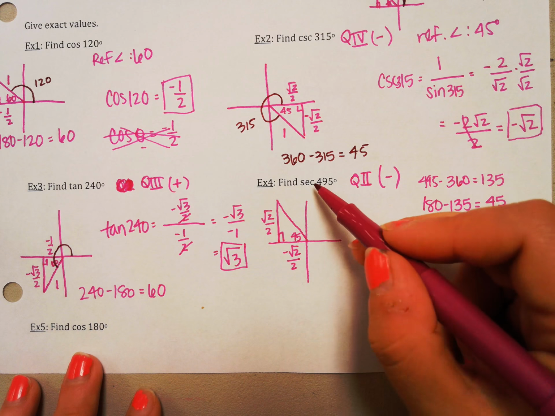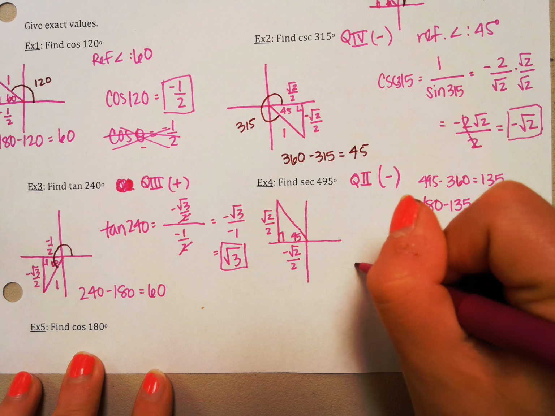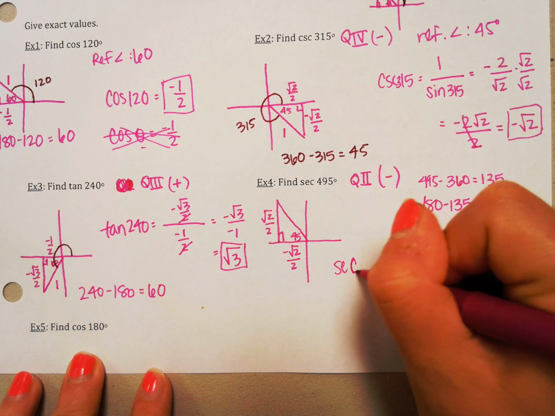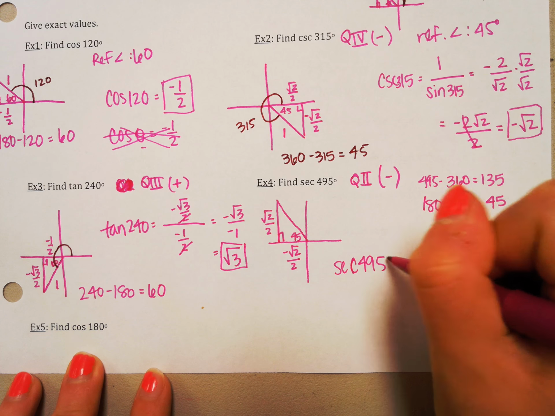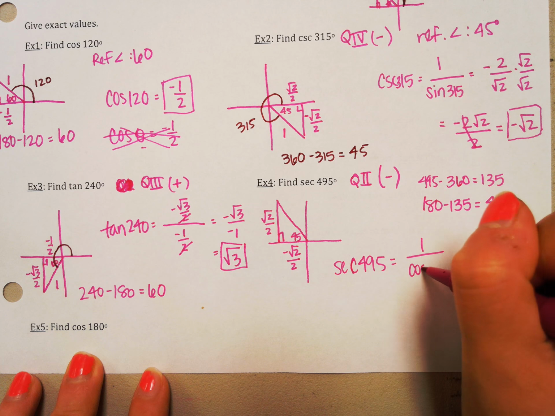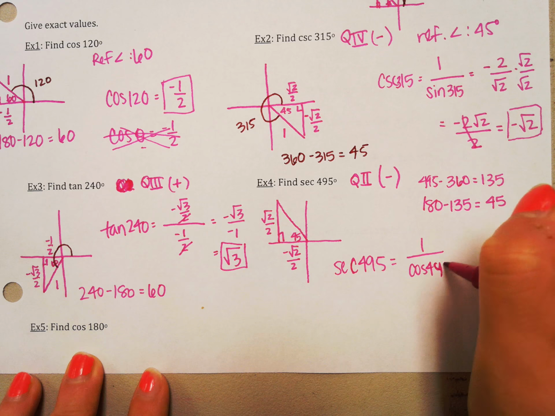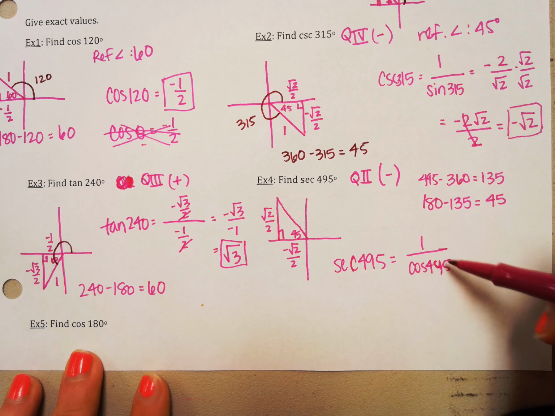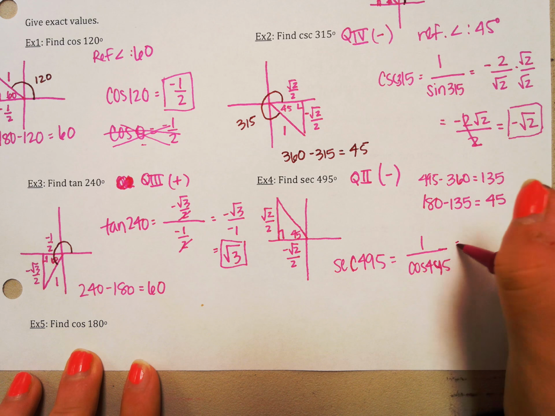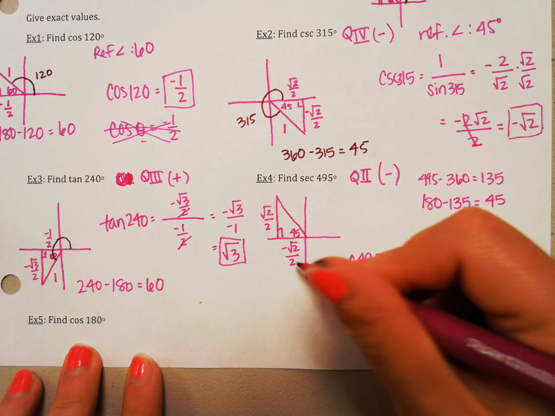My secant is 1 over my cosine, so my secant of 495 degrees is going to be 1 over cosine of 495, which is the same thing as cosine of 135 here because they're coterminal, which means I'm going to take the reciprocal of that.